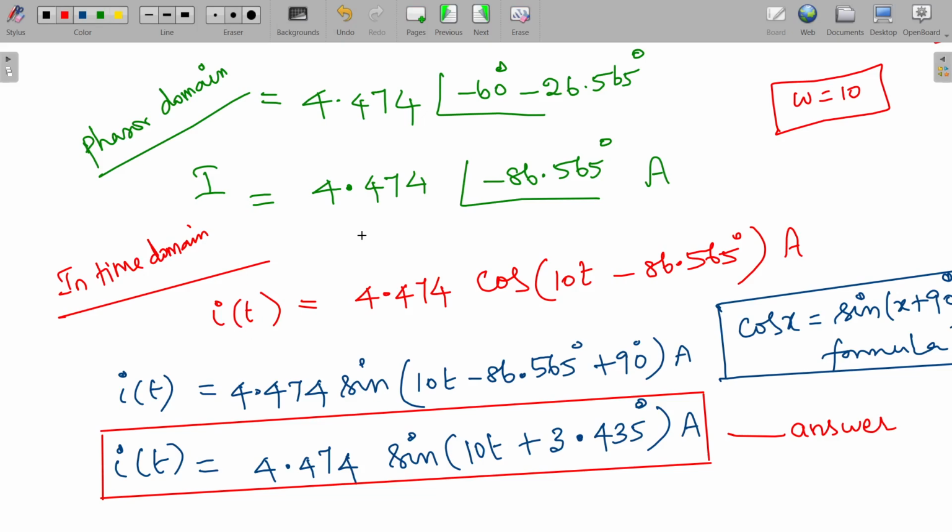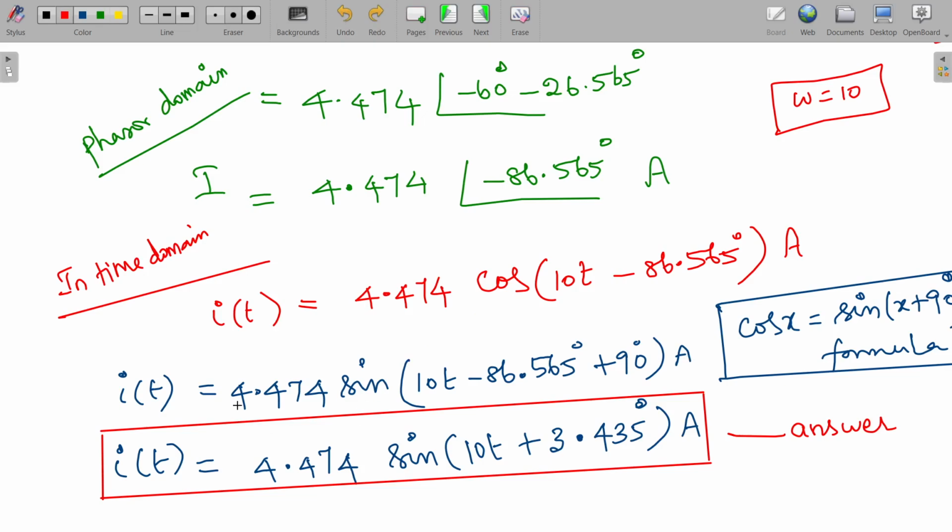So this capital I can be written as small i of t, which is equal to this magnitude, 4.474, into cos of 10t. This represents your omega t. Then 10t minus this angle, 86.565 degrees, amperes. But in the problem we have only the sinusoidal representation, so this cosine must be converted into sine. For that we are going to use this formula: cos x is equal to sine of x plus 90 degrees. So this cos is now converted into sine.